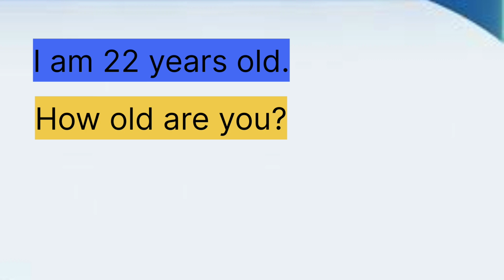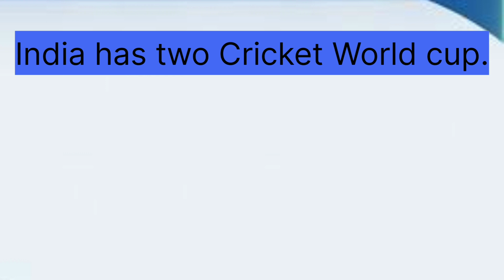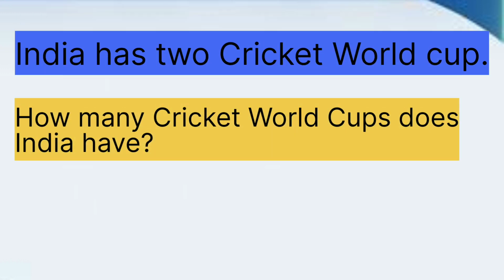Next example. India has 2 Cricket World Cups. The underlined part is 2 Cricket World Cups. As it is all about countable nouns, how many Cricket World Cups does India have? Here, has is playing the role of the main verb. Based on the main verb, we have used simple present tense do form, that is does and have.